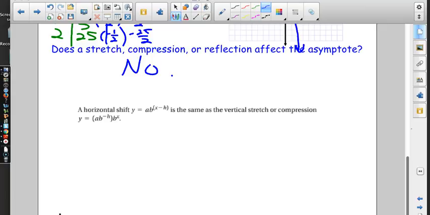So here's what they're getting at with everything we looked at, including the getting ready, and that is a horizontal shift, this little h, when you're using exponential growth and decay, could be a vertical stretch or compression.